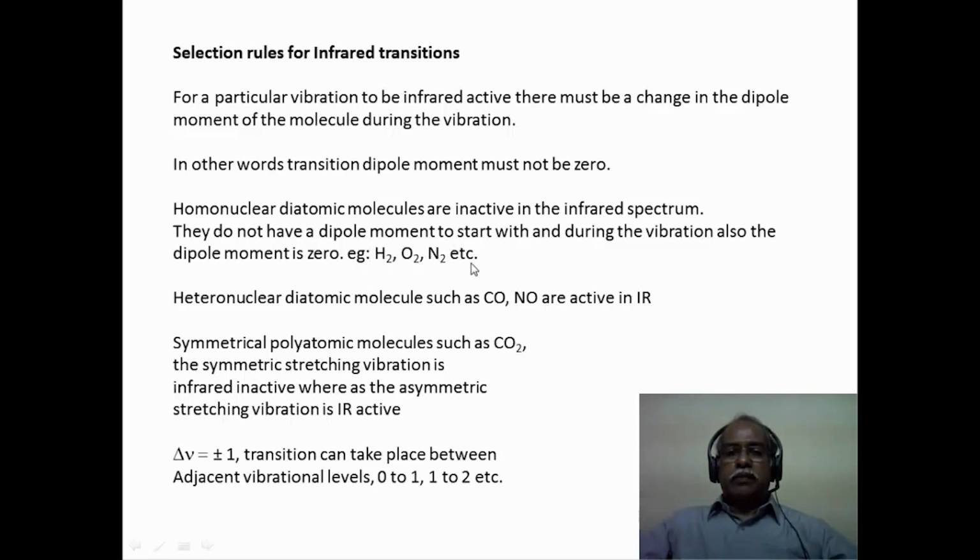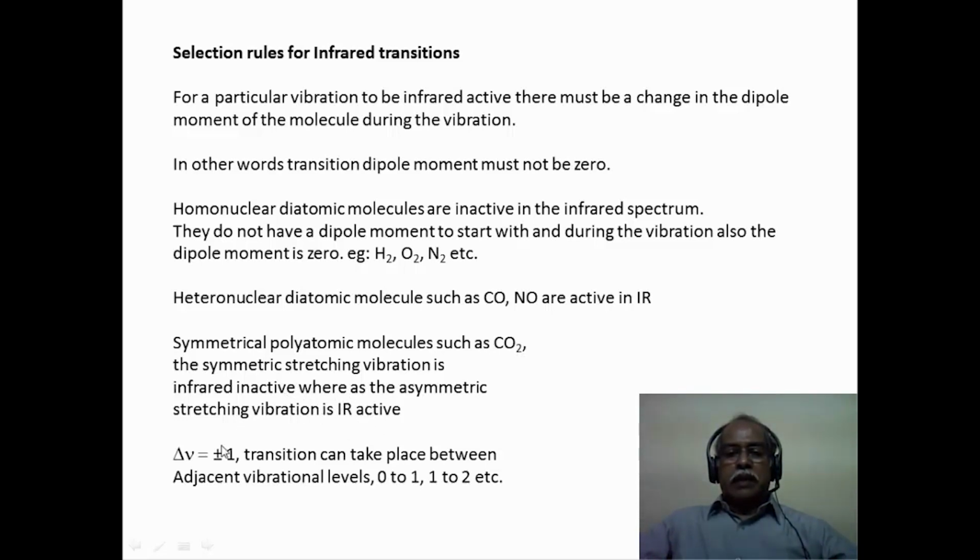So H2, O2, nitrogen and so on, these kinds of homonuclear diatomic molecules are inactive as far as infrared spectroscopy is concerned. Now, heteronuclear diatomic molecules, something like carbon monoxide, nitric oxide and so on, are active in the infrared because they have a permanent dipole as well as a change in the dipole moment when the stretching of the carbon-oxygen bond or the nitrogen-oxygen bond occurs. For symmetrical polyatomic molecules such as carbon dioxide, the symmetric stretching is infrared inactive, whereas the asymmetric stretching is vibrationally active, or IR active.